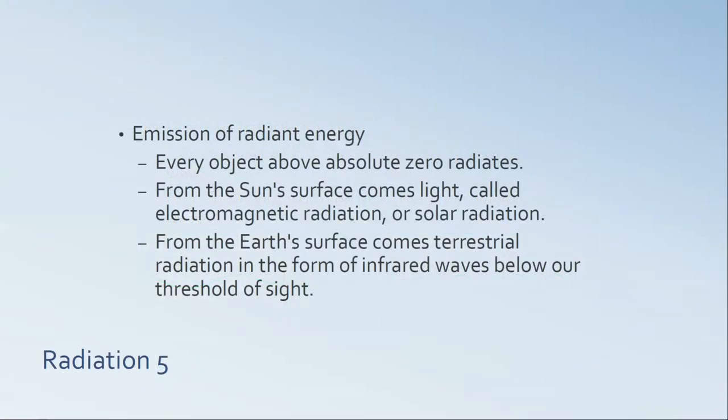Every object that has a temperature above absolute zero radiates energy. So from the sun, we get electromagnetic radiation, sometimes called solar radiation. And from the Earth's surface, we also get terrestrial radiation, which is usually in the form of infrared waves that we can't see because they're below the visible spectrum. Our eyes can't actually perceive infrared waves.